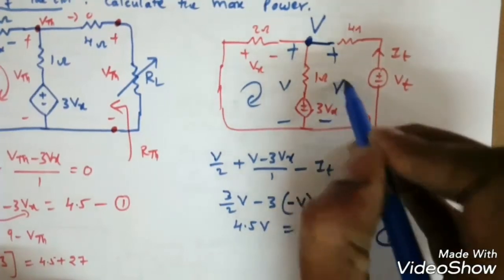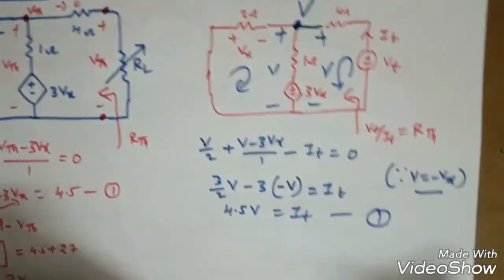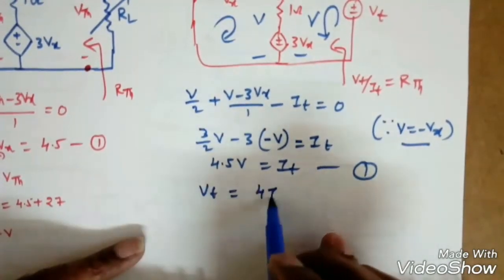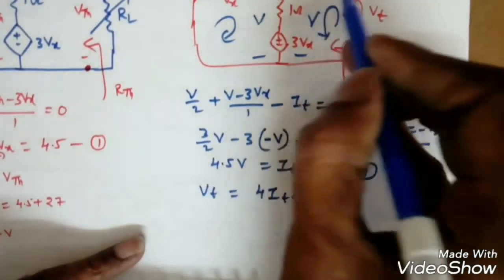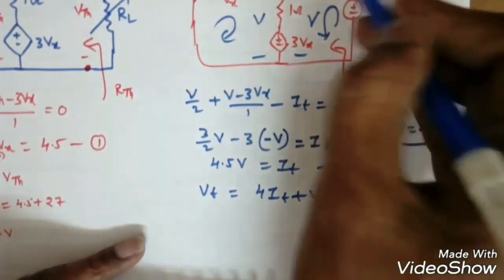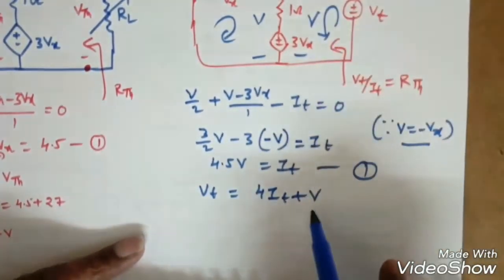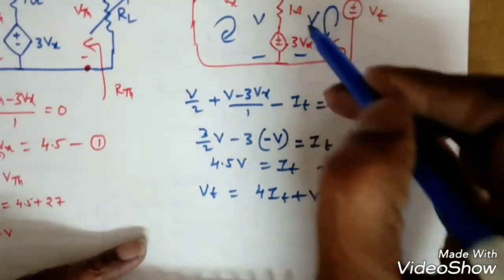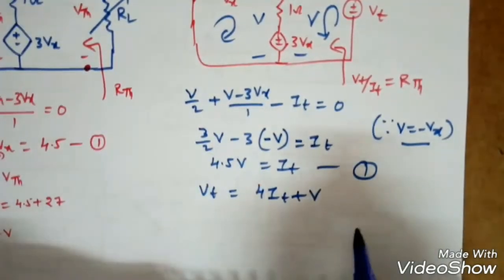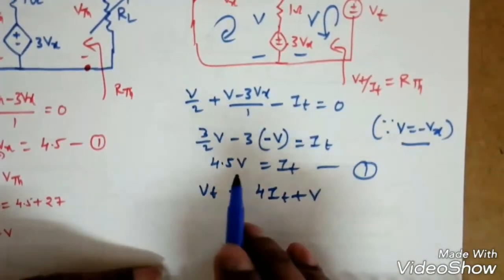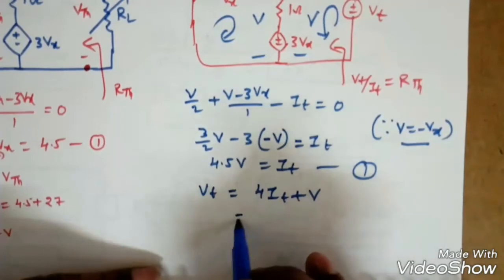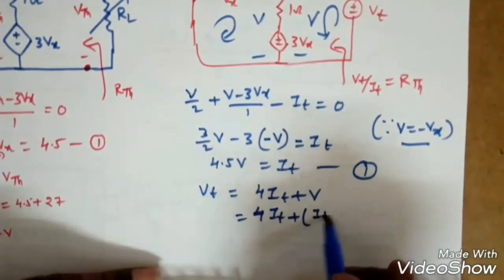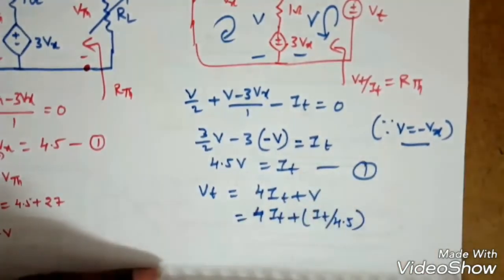So this is the voltage V. If you apply the KVL here, we will get the Vt. So Vt is equal to 4IT plus V. See here, this is the V. So minus Vt plus 4IT plus V, so it will be going that side. So Vt is equal to this voltage plus this voltage. Right? Now what is V here? So V here, I will apply 4IT plus V means IT by 4.5, right?